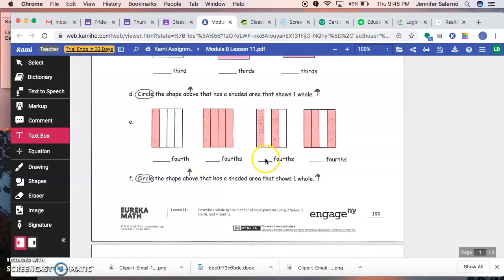How many parts are shaded? Okay? And then just like we've been doing, you should see a pattern. Circle the shape above that has a shaded area that shows one whole.